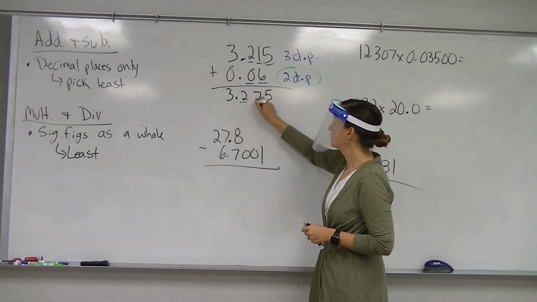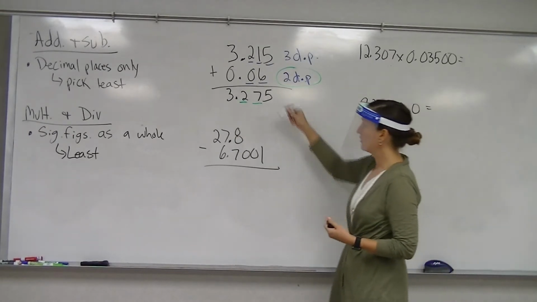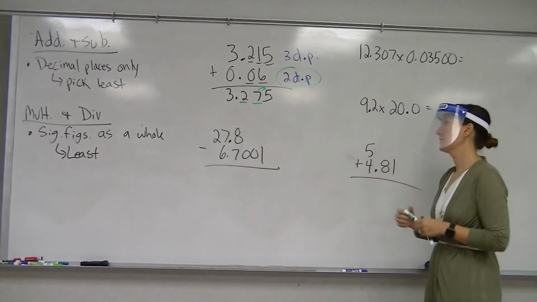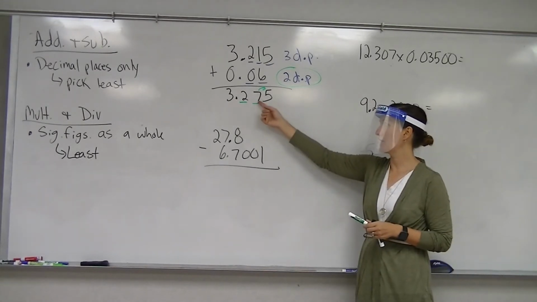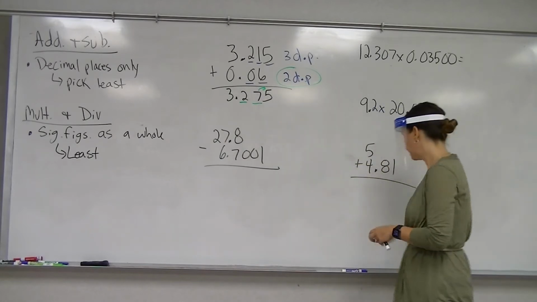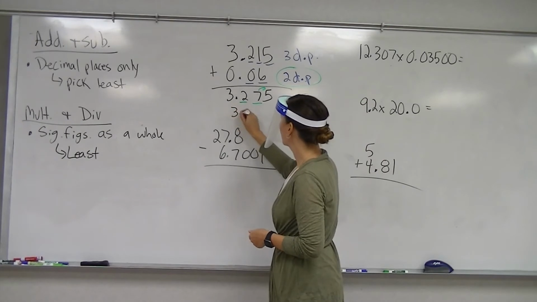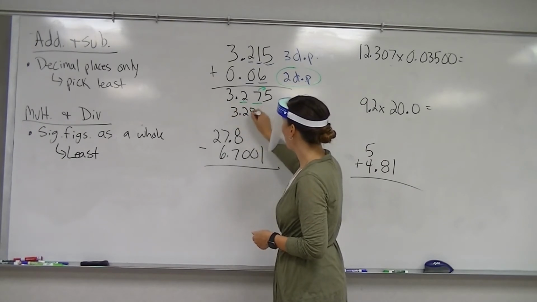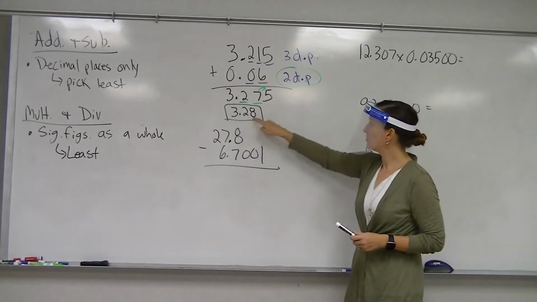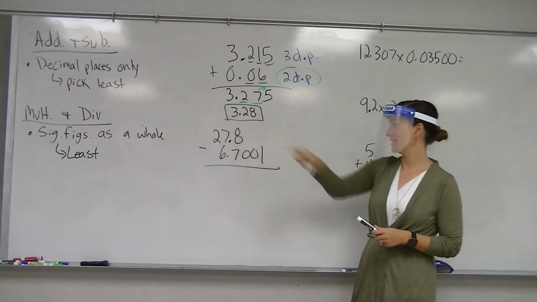So 1, 2. Now, before you write down your answer, make sure you're looking at the number next to it. Okay? Because if it's a 5 or higher, you're going to have to round that up to an 8. If it was a 4 or lower, it would stay a 7. So in this case, we are rounding up. The answer is going to be 3.28. So we went out 2 decimal places, and we have a total of 1, 2, 3 significant figures.